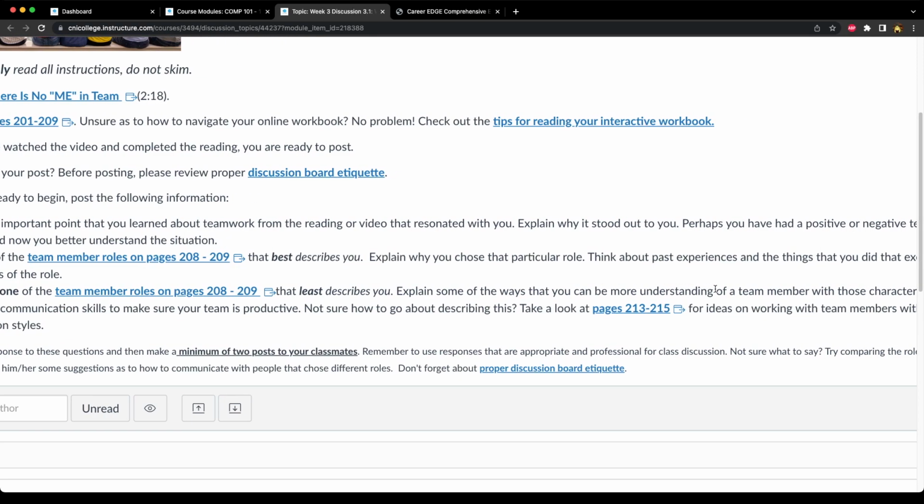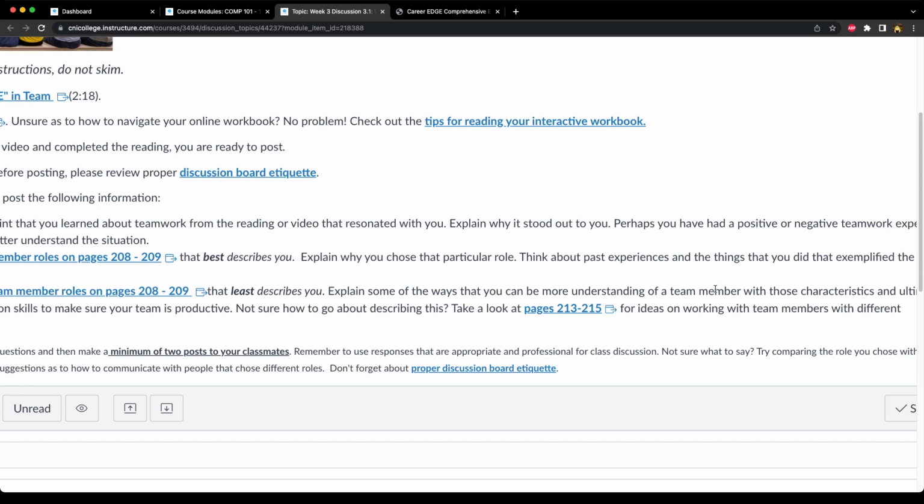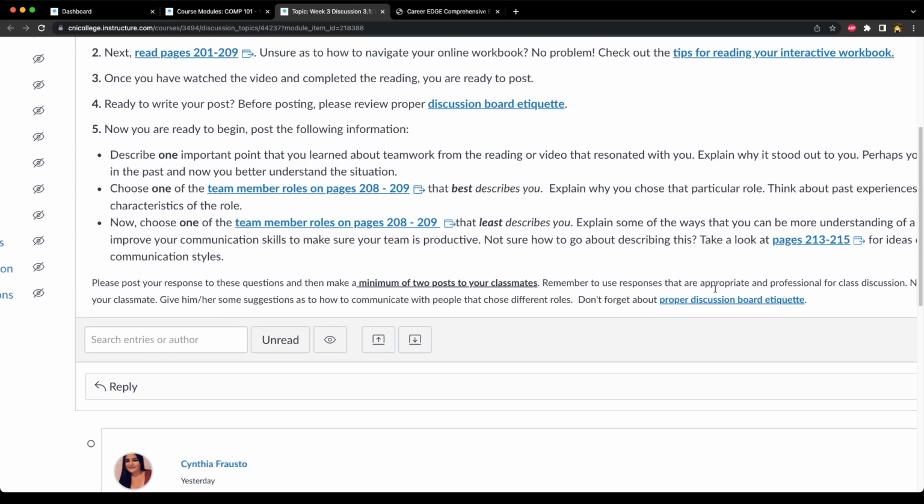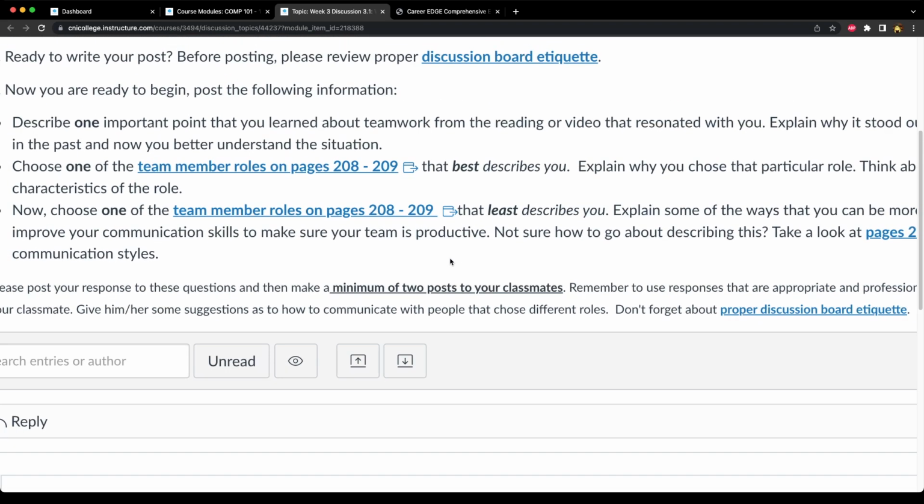Then you're also going to think about past experiences and the things that you did that exemplified the characteristics of that role. Tell us, maybe in a past job, you were a manager or supervisor, or maybe your supervisor or manager got sick and you took the lead for a week or a month. There are so many examples that you can use when you're going over these.